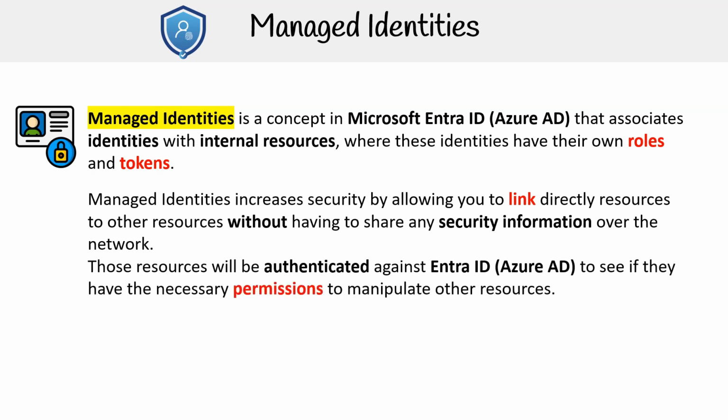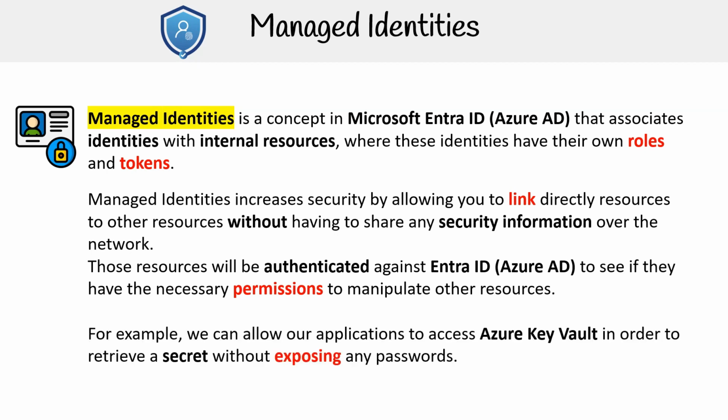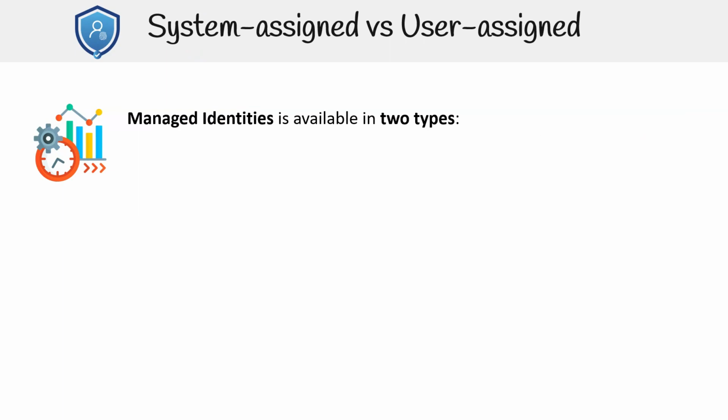Those resources will be authenticated against Entra ID to see if they have the necessary permissions to manipulate other resources. For example, we can allow our applications to access Azure Key Vault in order to retrieve a secret without exposing any passwords. Managed identities is available in two types.